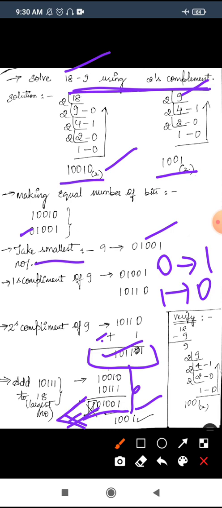In the same way you can verify here. By performing 18 minus 9, you will get 9 as the answer. If you convert it to binary, then you will get 1001 as the answer. So now this is the correct answer for the given problem.